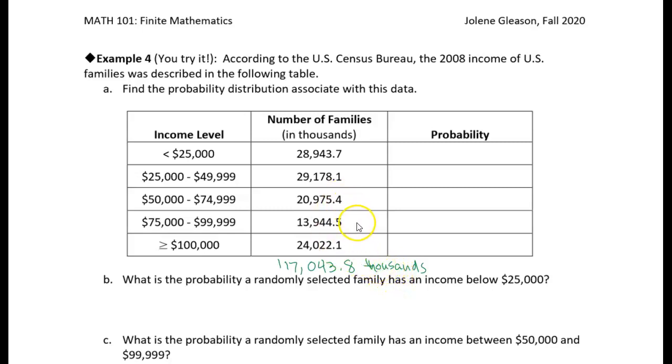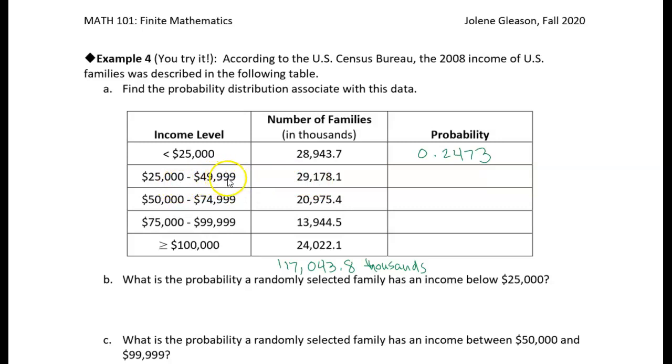So now we just want to calculate the probabilities, which is just going to be the relative frequency. So we're going to take the number of families who responded that they have an income level in this category and divide it by the total number of families surveyed. So if I do that, this first probability is just going to be 28,943.7 divided by 117,043.8. When I divide that, I get a relative frequency of 0.2473.